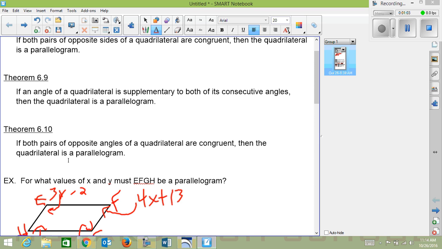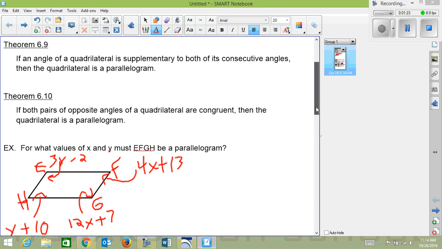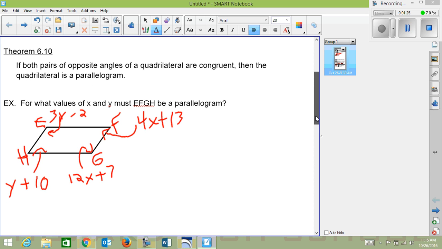Theorem 6.10 says that if both pairs of opposite angles of a quadrilateral are congruent, so this angle and this angle are equal, and this one, those would be opposite each other, if both sets of those are congruent, then the quadrilateral is a parallelogram. So knowing those rules, we can work our way through this example. For what values of x and y must EFGH be a parallelogram?